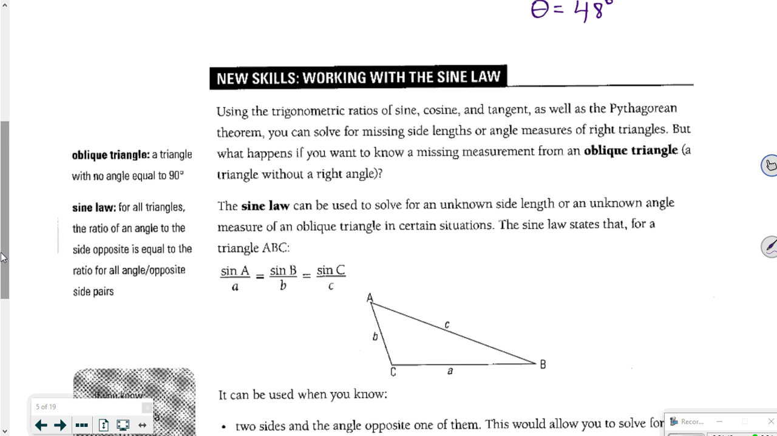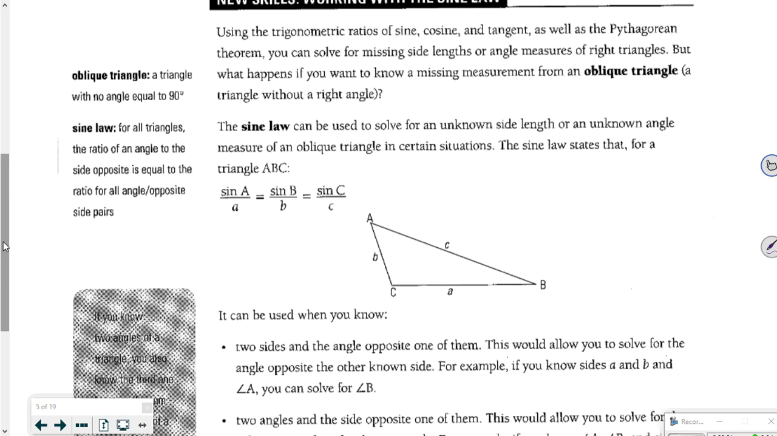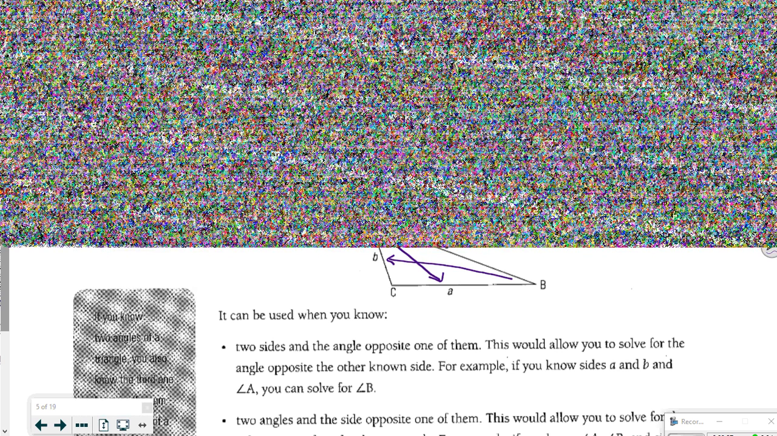Okay, so we always use capital letters to describe our angles, lowercase letters to describe our sides, and they're always paired up. So capital A, which is angle A, and side A are always straight across from each other. Angle B, side B are across from each other. Angle C, side C are across from each other.